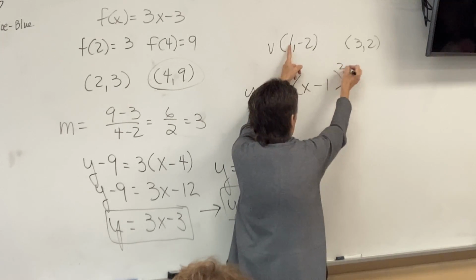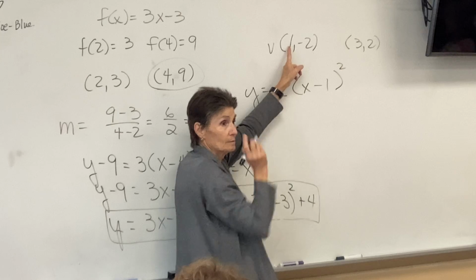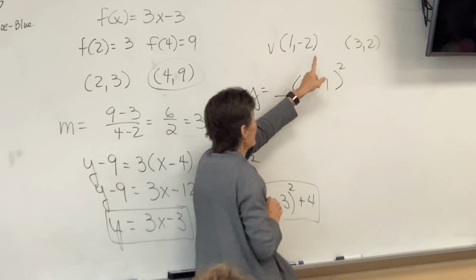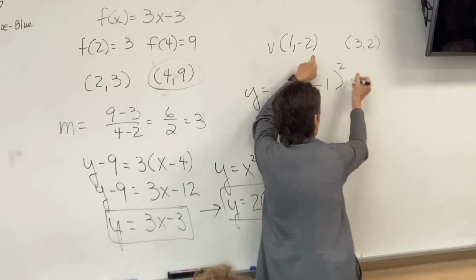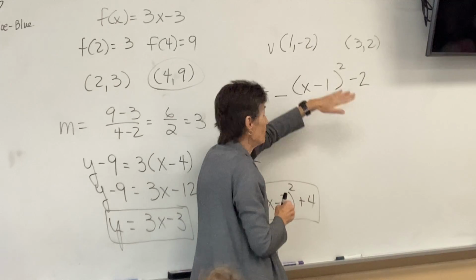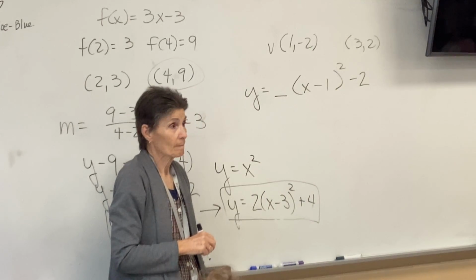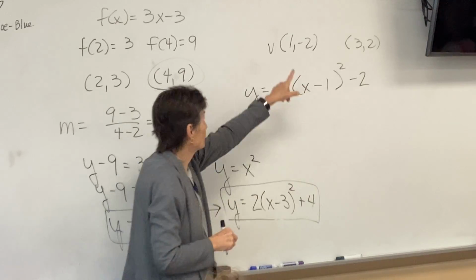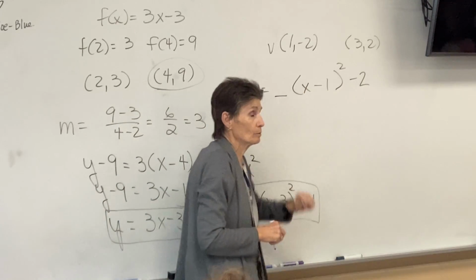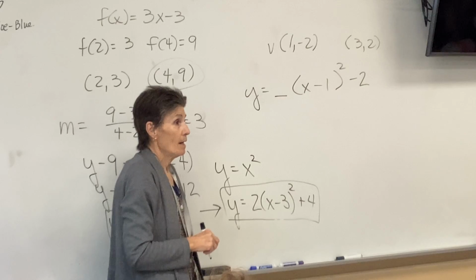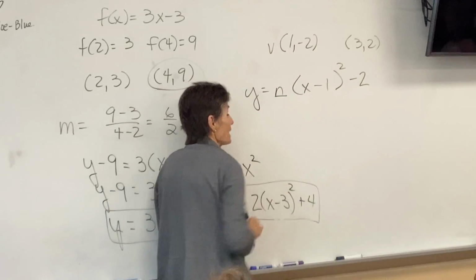minus 1, right? If I'm going right 1, and then down 2, that is the beginning of my parabola. Right 1, down 2. Right 1, down 2. And then what's missing is that number out front.